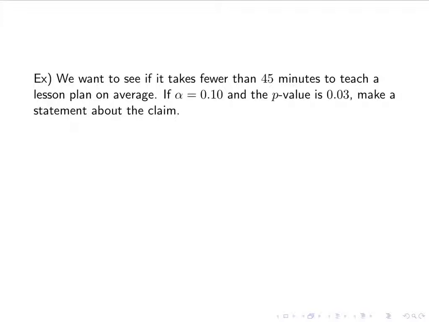We want to see if it takes fewer than 45 minutes to teach a lesson plan on average. If alpha is 0.10 and the p-value is 0.03, make a statement about the claim. So again, the claim is we want to see if it takes fewer than 45 minutes, so that's mu is less than 45. So because there's no equal sign, that must be the alternative hypothesis. And again, we're going to use the true complement of that and say that the null hypothesis is mu is greater than or equal to 45. So this time, the claim is the alternative hypothesis.